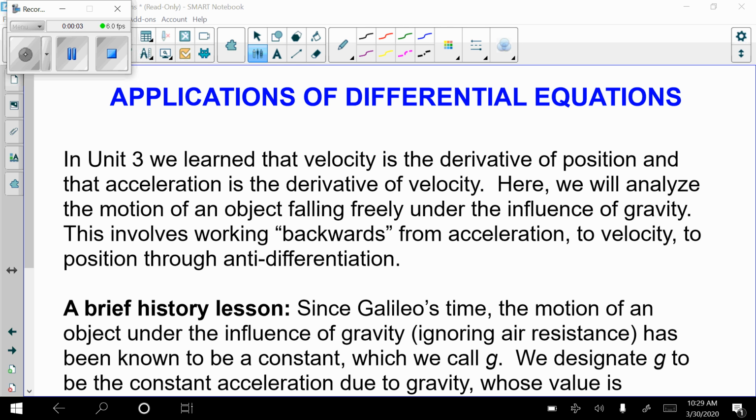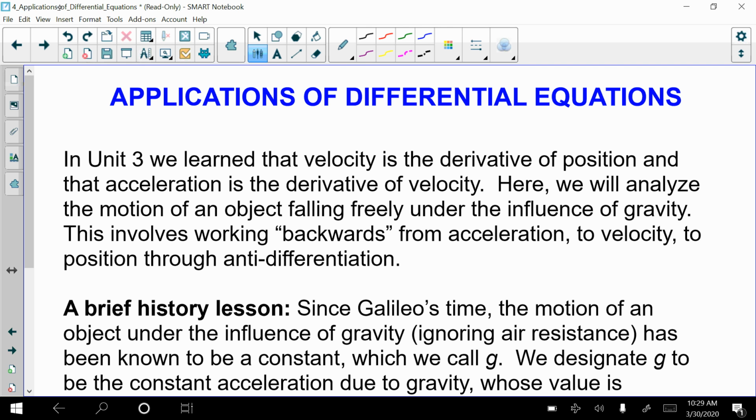Hey there, and welcome to my first video on applications of differential equations. The purpose of this video particularly is to illustrate how we can use separable differential equations to create position, velocity, or acceleration functions, based off of what we've already seen of them in calculus.